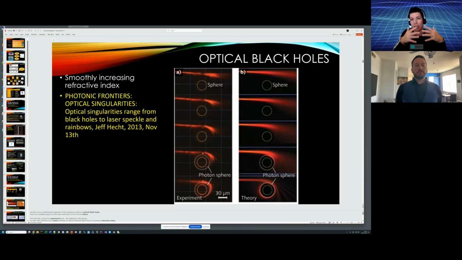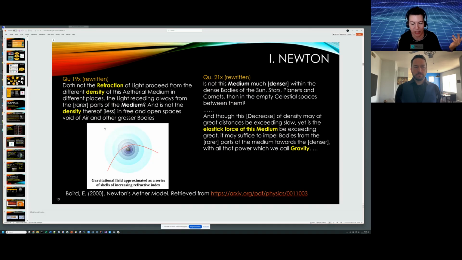It's just one of the clues. When you think about this whole puzzle, there are all these clues here and there which make you think. And then the funny thing, which I just learned about two months ago or something, is that even Newton postulated that space must be a medium. It's kind of old language, but he says, doth not the refraction of light proceed from the different density of this ethereal medium in different places, the light receding always from the rarer parts of the medium, right? Yep, density, yeah. It's kind of funny how he wrote it, right?